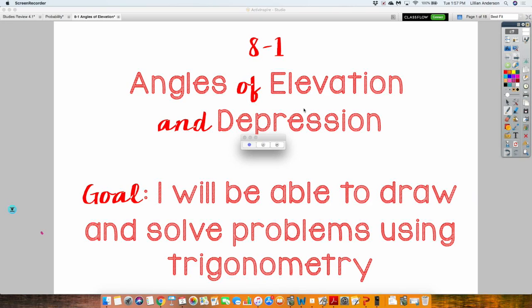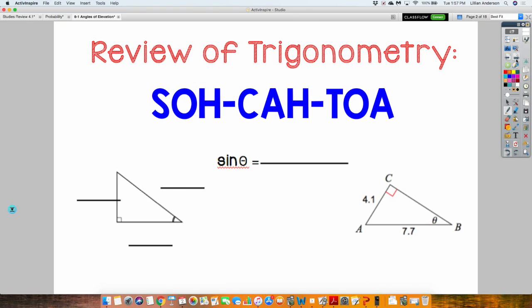Today we're talking about angles of elevation and depression, Unit 8, okay? Trigonometry. You guys are going to be able to solve and draw problems respectively using trigonometry, okay? More specifically, right triangle trigonometry, all right? We're going to start off by reviewing trig.